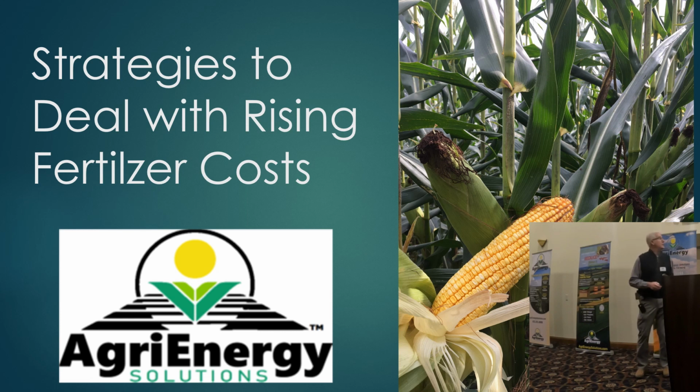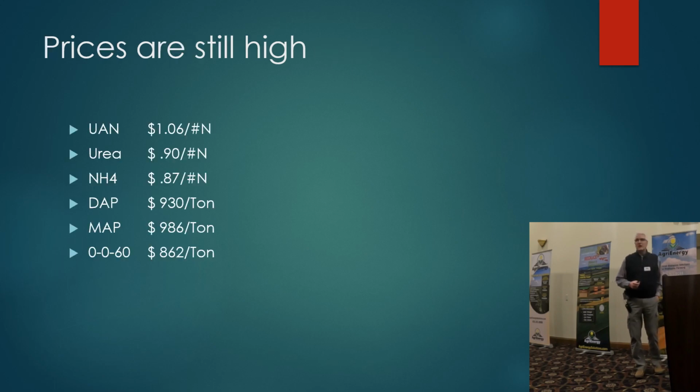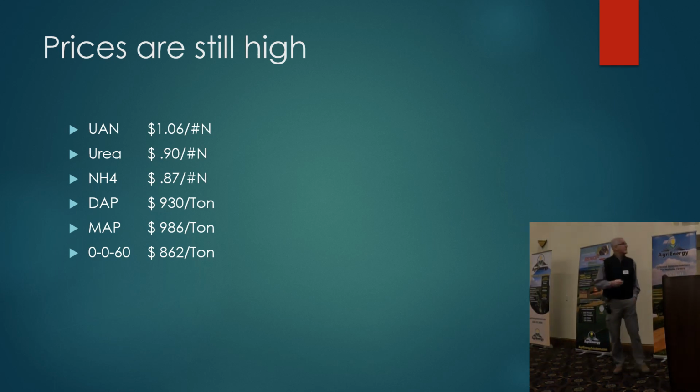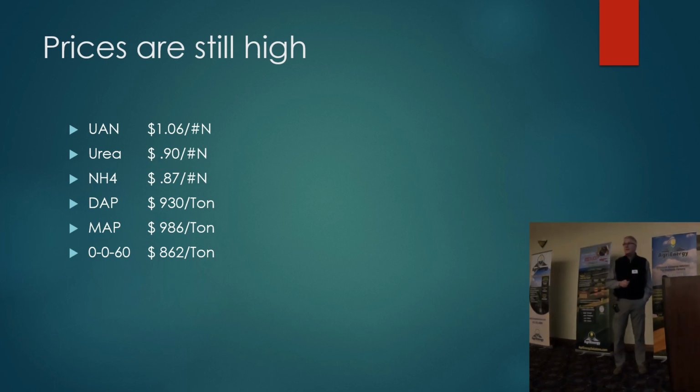It depends what area you're in, but UAN $1.06 per unit of N, urea 90 cents per unit, anhydrous 87 cents, DAP 903 or 930 a ton. By the way, these are national retail averages. MAP 986, 0060, $862 a ton. Yeah, that's dramatically higher than it was 2 years ago.